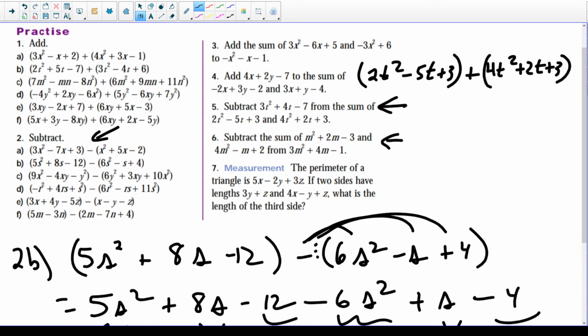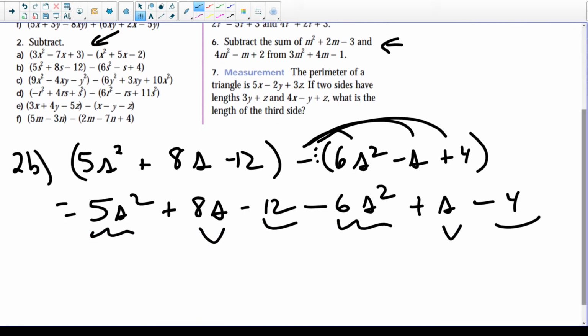Subtract from the sum means the subtraction would be the last thing to occur, and that subtraction absolutely has to be in a bracket. Okay? And the rest should be easy if you understand 1 and 2. So it's just the language and being certain that you understand the language. For question 6, subtract the sum of those two things from that one.